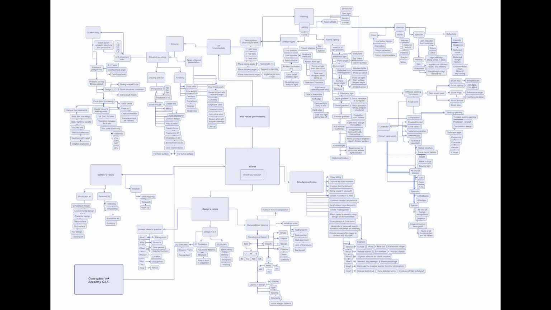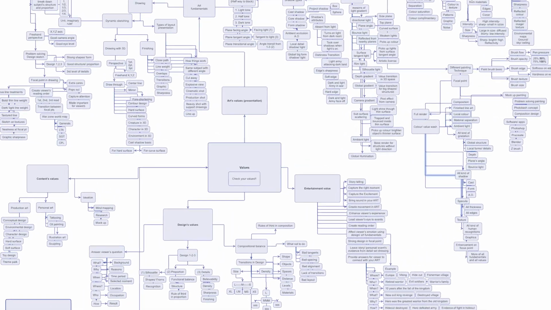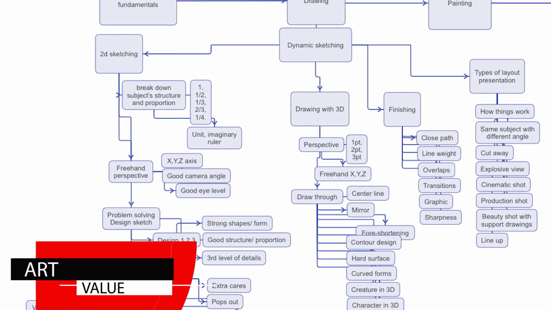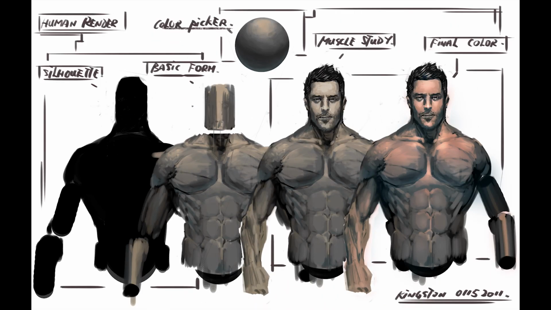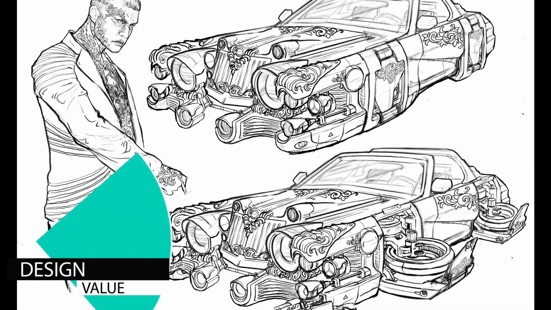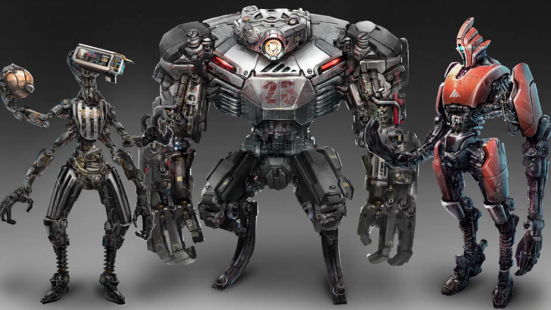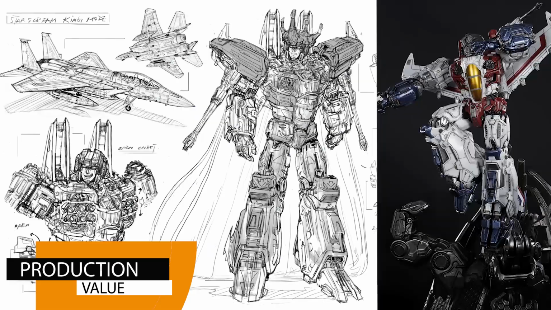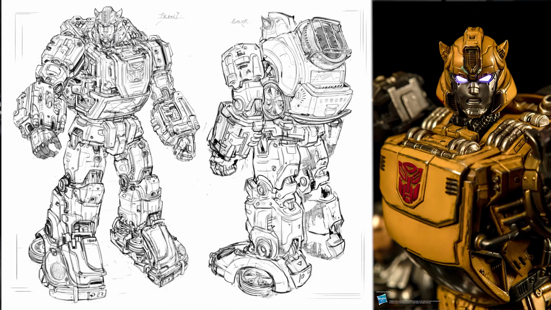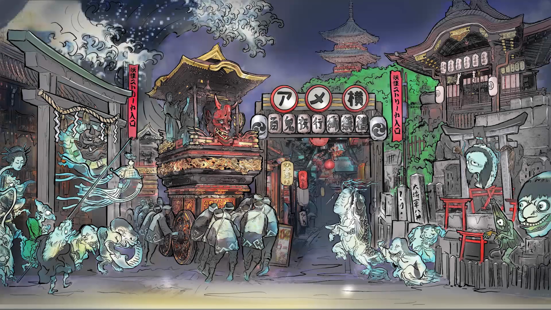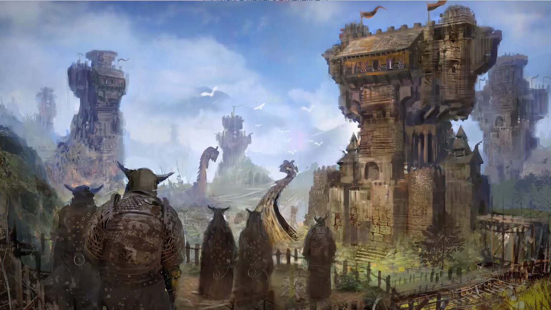On this channel, I will share with everyone the full art fundamental checklist, starting with these 4 main values. First, art value: all types of drawing, painting fundamentals, lighting, and composition in art. Second, design values: elements to create good design, problem solving, why people get hooked by a certain design like creature, character, or environment. Third, production values: topics and contents that production cares about. Fourth, entertainment value: how to create story, excitement, making your art connect with your viewer.